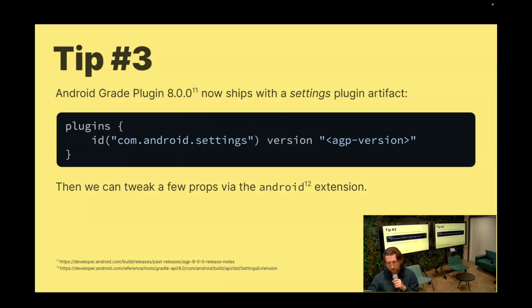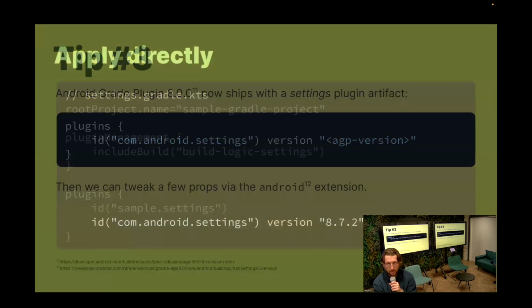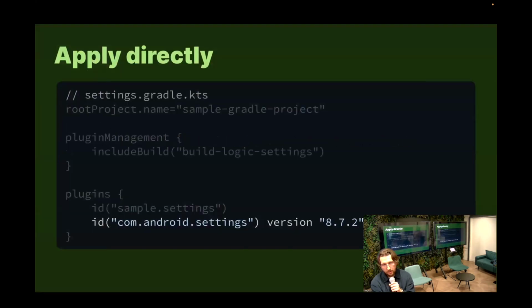I'm not going to go too much into that because that's a whole other talk of how to tame R8 itself. But they released this plugin in March 2023 with Android 8.0.0. There's not much documentation around it, so I just added this slide to show how to add it in if you want. In your settings script, you just define com.android.settings and the version of your Android Gradle plugin.